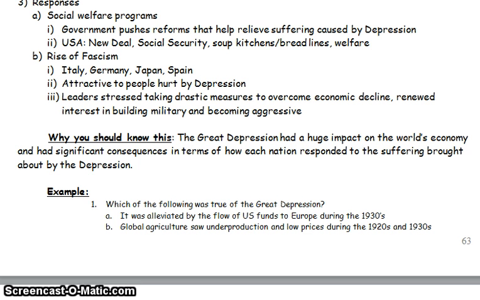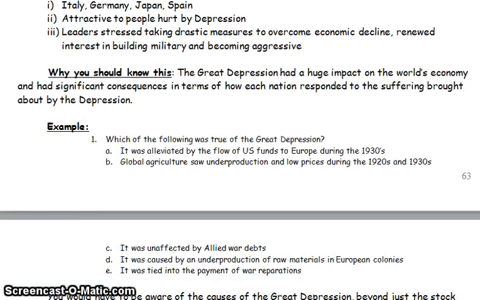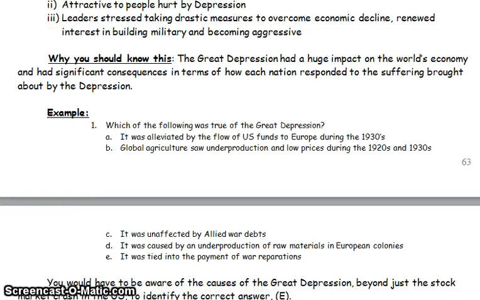So, example, which of the following was true of the Great Depression? A, it was alleviated by the flow of U.S. funds to Europe during the 1930s. The U.S. does do the Dawes Plan, but it's not going to alleviate the Depression. Alleviate means it's going to help. B, global agriculture saw underproduction and low prices during the 1920s and 1930s. So when you say global agriculture saw underproduction, that means that they're producing less. Okay. C, it was unaffected by Allied war debts.